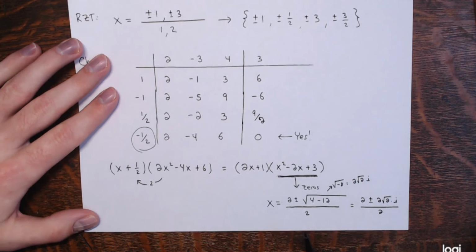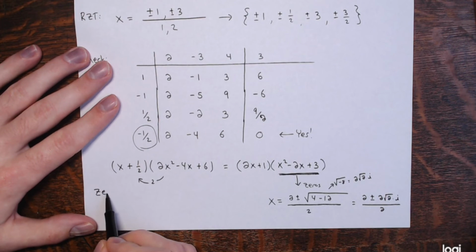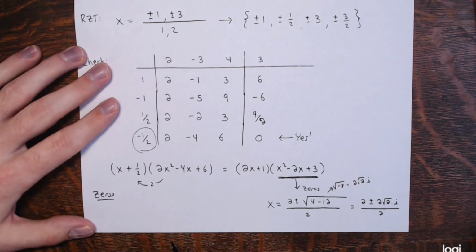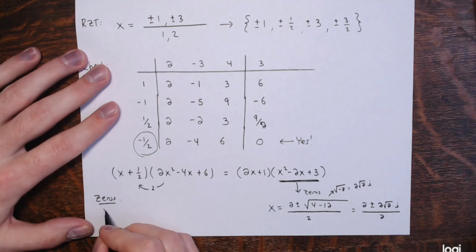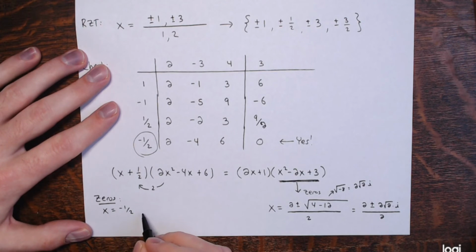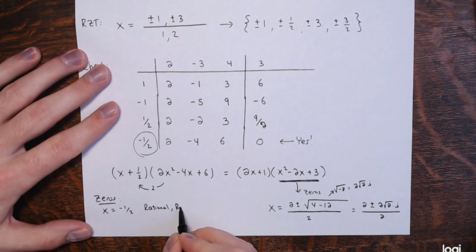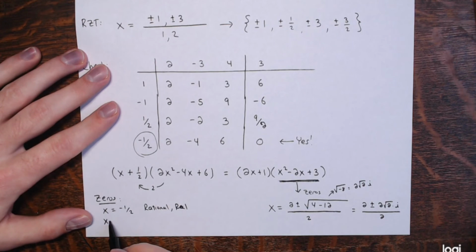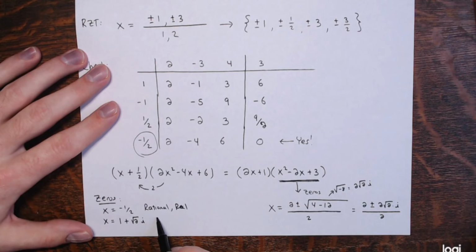So the zeros, right, the zeros of this function, the solutions of this equation, one of them is x equals negative half, which is rational and real, right? Rational, real. Every rational number is real. But the other ones are, dividing these by 2 here, you get 1 plus or minus the square root of 2 times i, that's complex with an imaginary part.